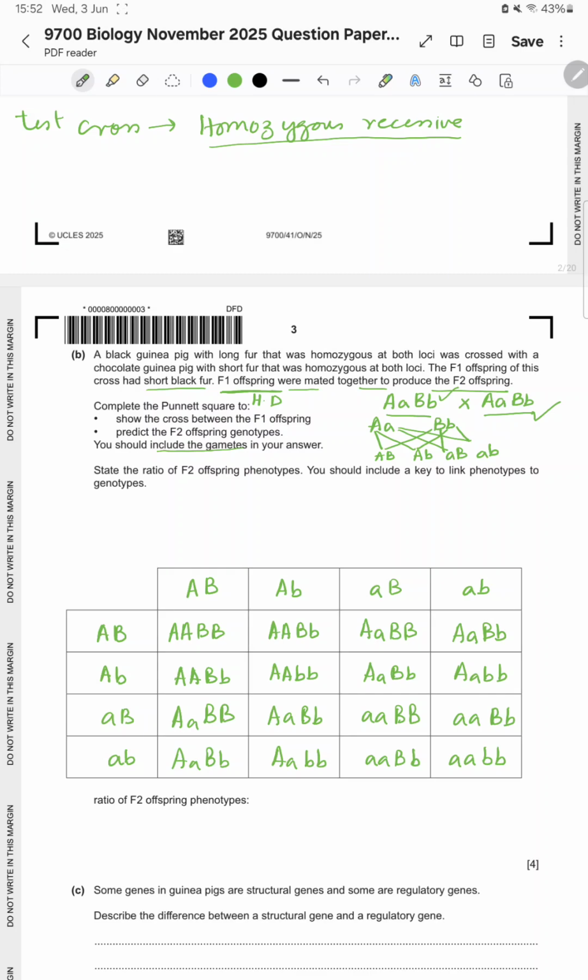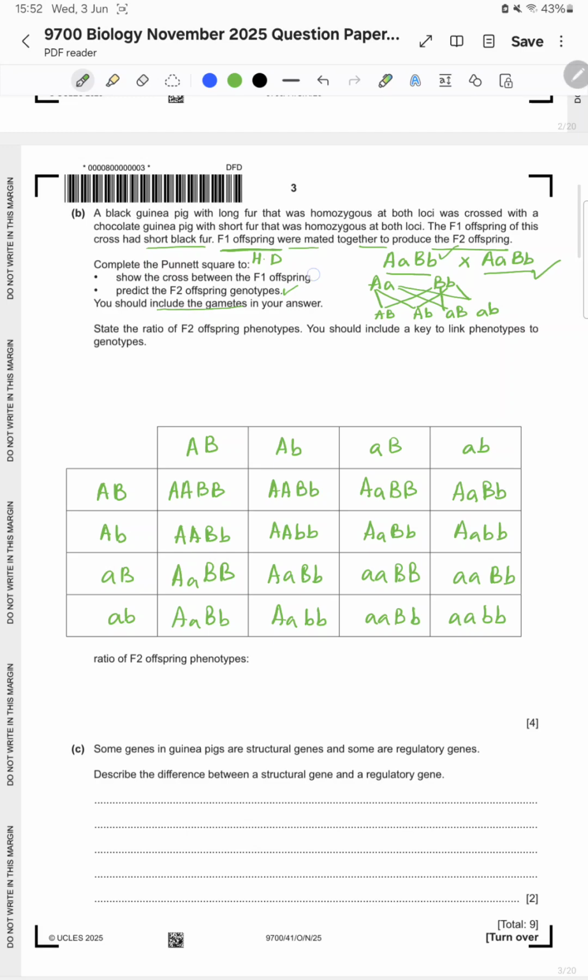Now once we have found out this, what we need to do is simply predict the F2 offspring as they said in the question, right? So we have shown the cross already, so we are done with the first part, and now we have to do the second part. We have to predict the F2 offspring genotypes, which we did already. Now the last thing that we are left with is to state the ratio of F2 offspring phenotypes.